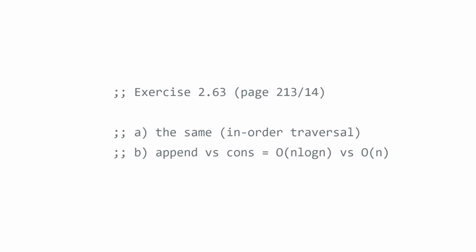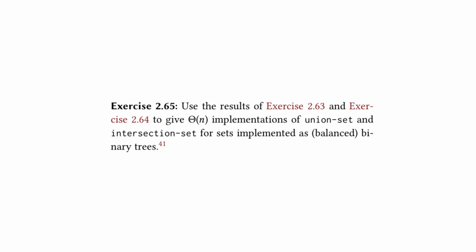And I believe this brings us to our final exercise of this example, which states: using the results of exercise 2.63 and 2.64, which we didn't do, but we'll steal it from the book anyways, give a linear implementation of union-set and intersection-set for sets implemented as balanced binary trees. Note, I'm only going to cover union-set as that's what I mentioned in the meetup. So intersection-set is left as an exercise for the reader, or watcher in this case.